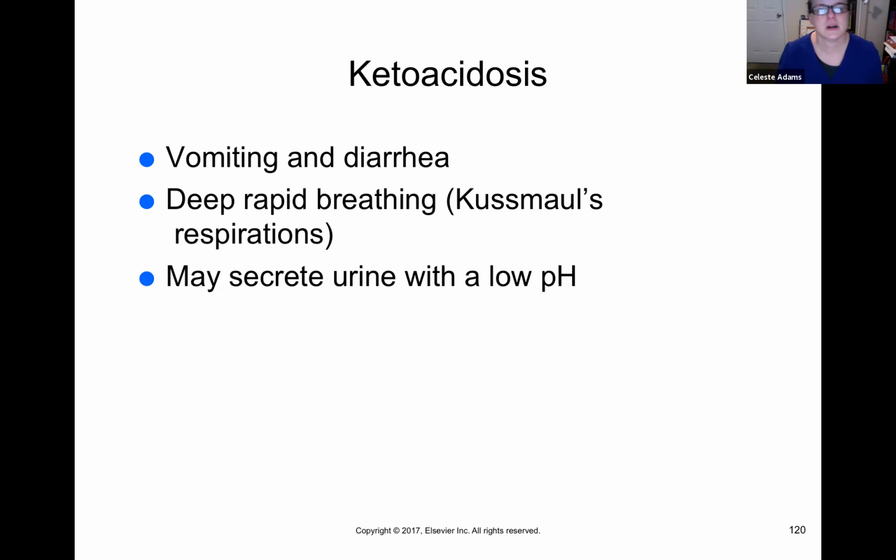I'm sorry, there's not enough base, right? Not enough bicarb. So the lungs need to kick in and start putting in some CO2. Deep, rapid breathing, Kussmaul's respirations. That is a compensating mechanism that the lungs do in ketoacidosis. Deep, rapid breathing. Know that. Very, very important.